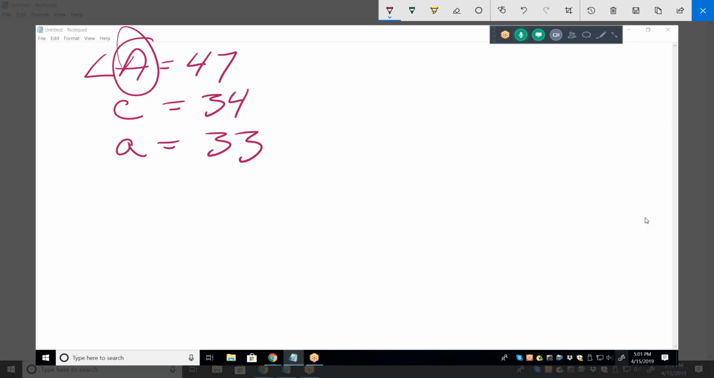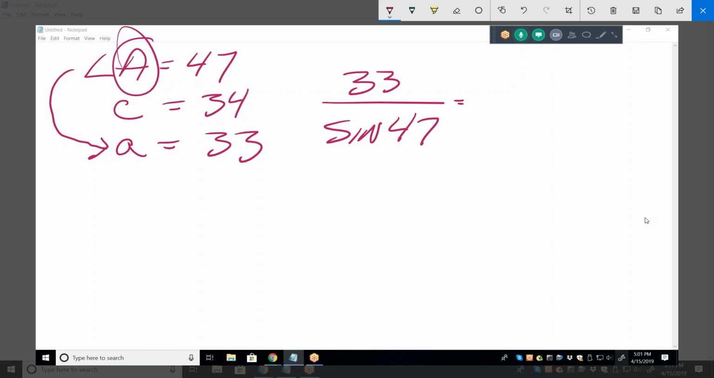Okay, so again, our primary consideration is we have an angle and we have its opposite side. That always tells us how to start this problem out. This time I'm not going to draw the triangle. Just go ahead and start with the law of sines. Okay, so 33 over the sine of 47 equals 34 over the sine of C. Solve that for the sine of C.